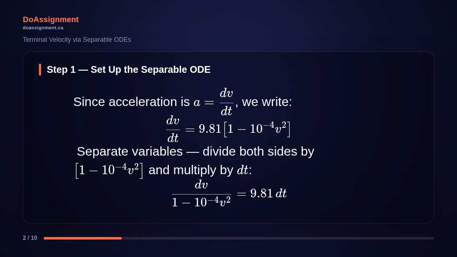Because acceleration equals dv over dt, we have a separable ODE. We move all v terms to the left and dt to the right, giving dv divided by the quantity 1 minus 10 to the negative 4 times v squared equals 9.81 dt.